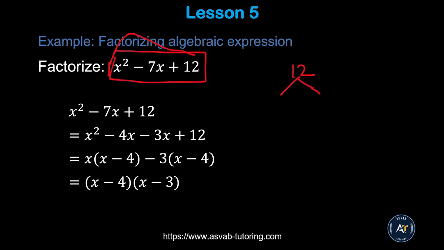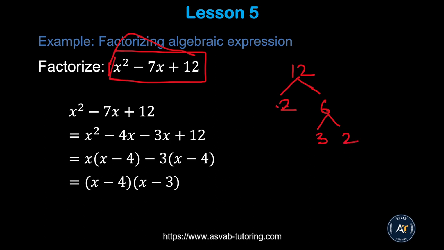You could start anywhere you want. If you do 6 and 2, 6 times 2 is 12, 6 plus 2 is 8, or 6 minus 2 is 4. It's not going to work. So now you split this again. So this is 3 and 4, right? Now you could try another combination.